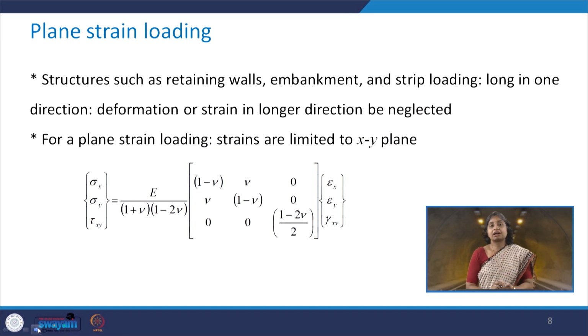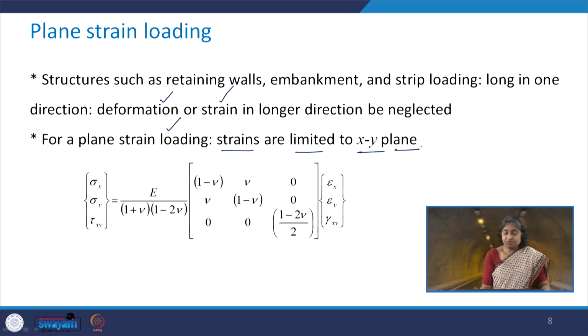Coming to the other condition, the plane strain loading case. Structures such as retaining walls, embankments and strip footings, where the loading is of the strip type, are long in one direction. So the deformation or the strain in the longer direction can be neglected. Such situations fall under the category of plane strain loading. For plane strain loading, the strains are limited to the xy plane.